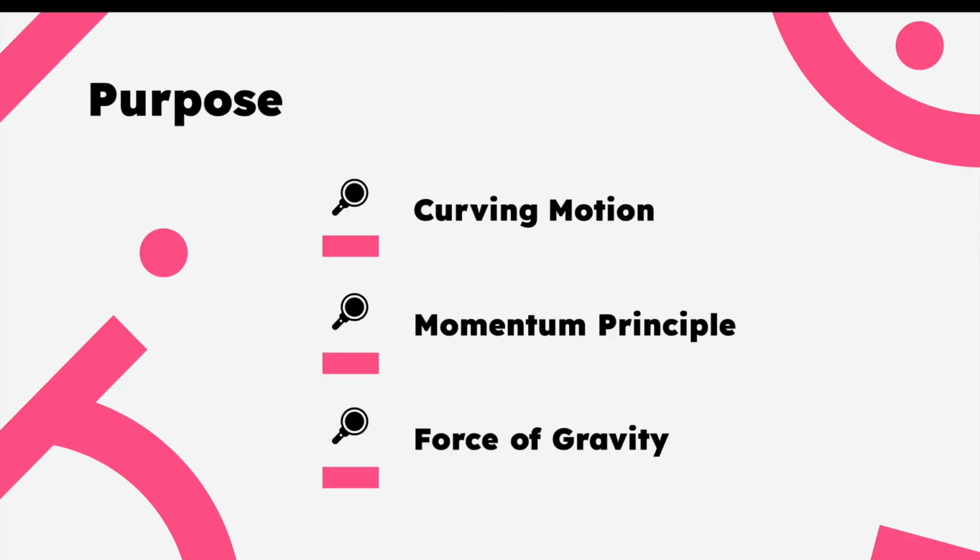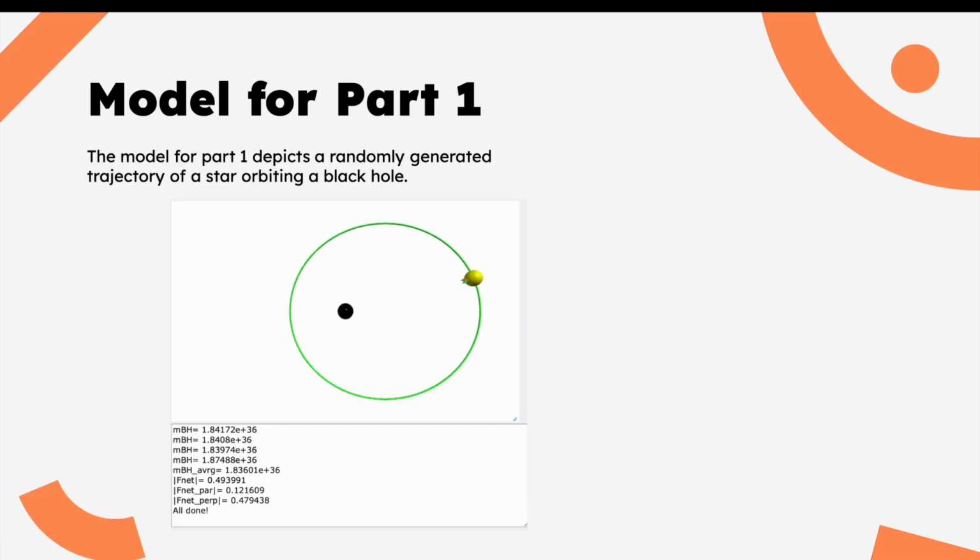The purpose of this experiment was to explore three main things. The first one is curving motion, the momentum principle, and the force of gravity. The model for Part 1 depicts a randomly generated trajectory of a star orbiting a black hole. Notice here the mass of the black hole, the average of those values, the Fnet parallel component, and the perpendicular components.